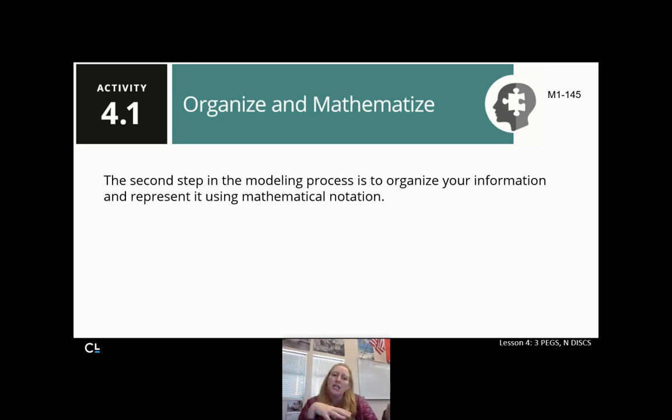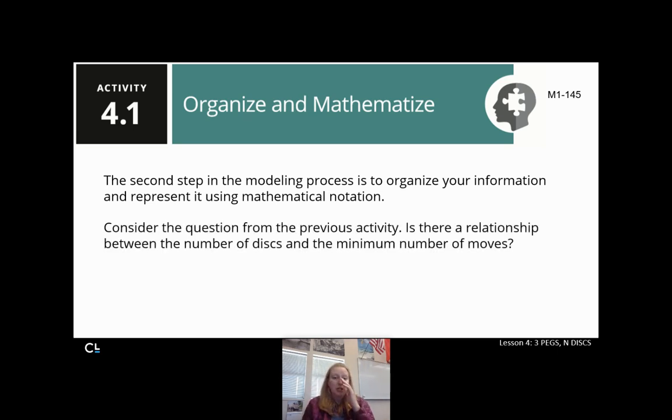So the second step that we're going to do in our modeling process is to organize our information so that we can represent it using math, right? Using mathematical notation, some kind of formula or equation, right? Something like that. So considering that question from our getting started activity, the pattern we were looking for: is there a relationship between the number of discs and the minimum number of moves?